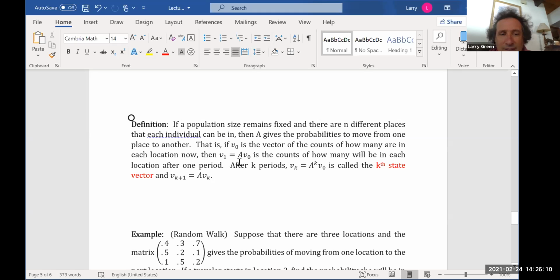V1 is equal to A V naught. So if you take A and multiply by V naught, you get V1, which would be how many people are in each state a year from now. Any questions so far? So that's the counts of how many will be in each location after one period. After k periods, so if you want to say 12 years from now, then Vk is A to the k V naught. Any questions on this idea?